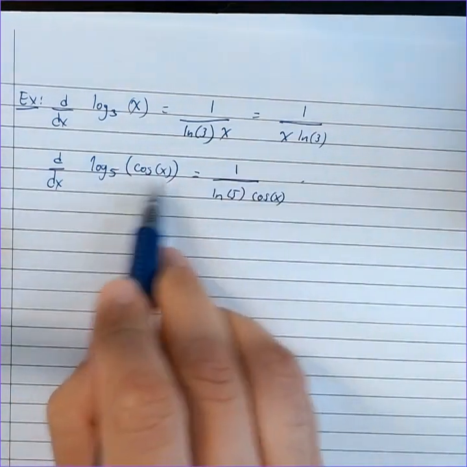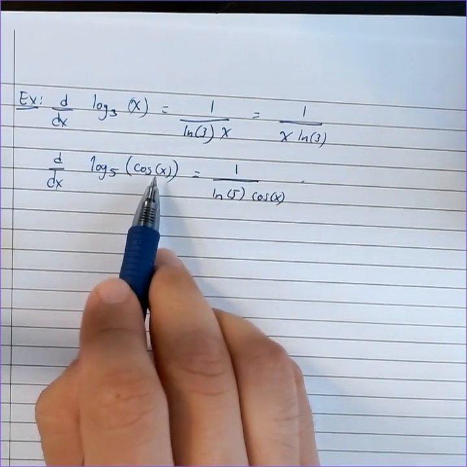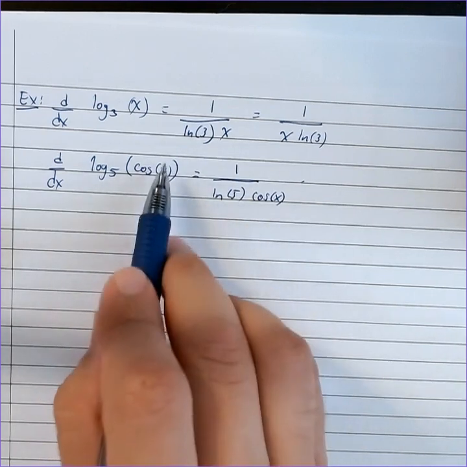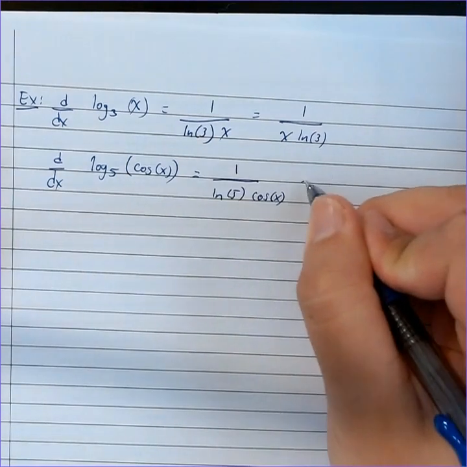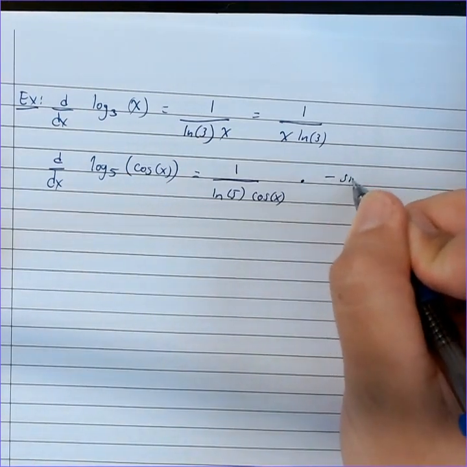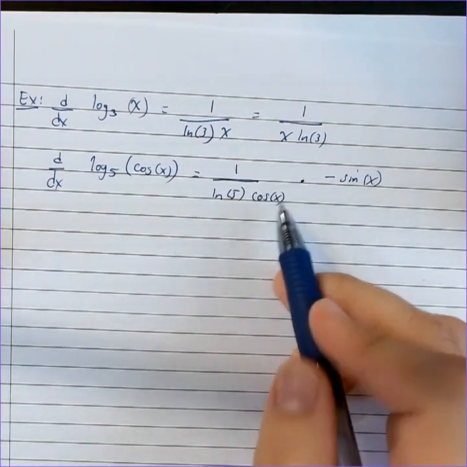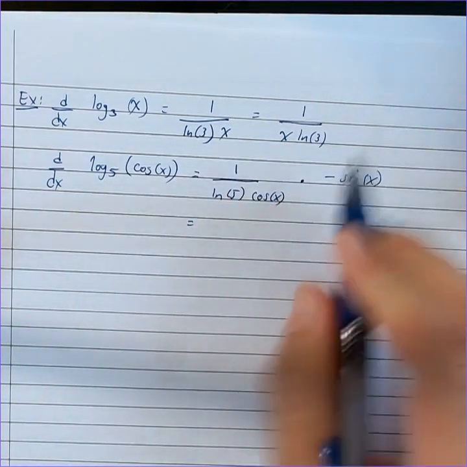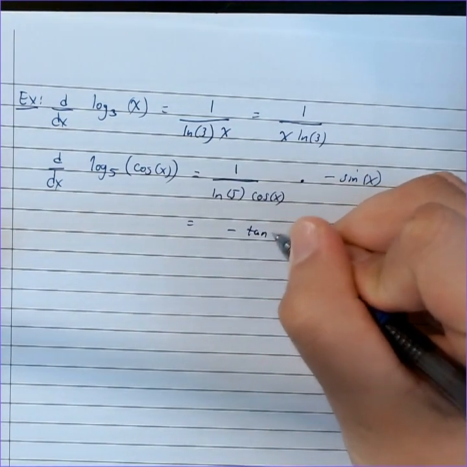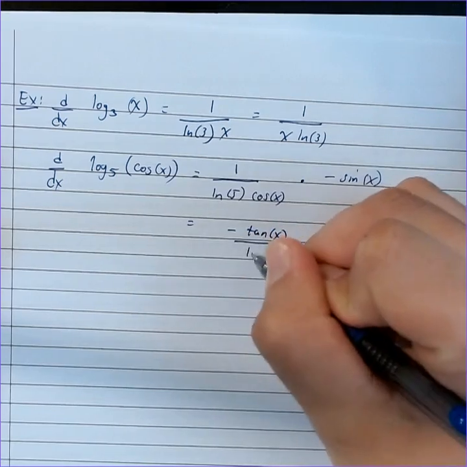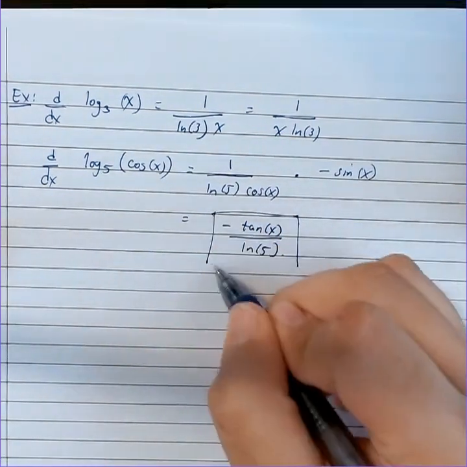But now, because this is something other than just x, it's a function in its own right, the chain rule now says, okay, now let's find the derivative of cosine of x, negative sine of x, and multiply. So this is going to now be multiplied by negative the sine of x. And now here we can simplify this a bit. Sine of x over cosine of x is tangent of x. There's a negative in front, so we can write this as negative tangent of x over the natural log of 5. Just like that. And that makes us happy.